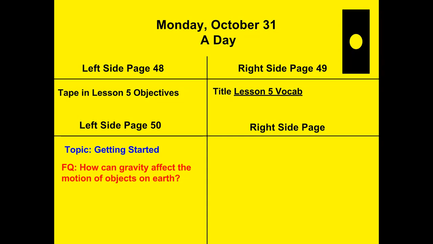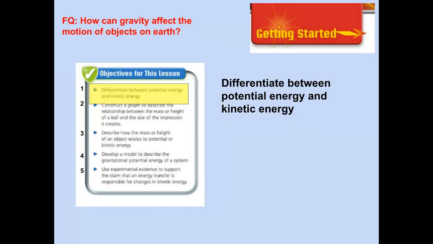We are setting up 3 pages in our notebook today to kick off Lesson 5, which is going to be all about potential and kinetic energy. On page 48, you should have taped in the objectives for this lesson. We're going to get to that in a minute. On page 49, you need to save a page for vocabulary. And then on page 50, we're going to be working on getting started today. And our focus question for the entire week is, how can gravity affect the motions of objects on Earth?